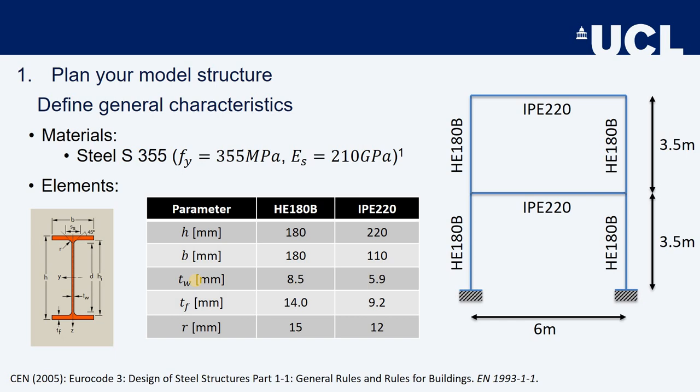In particular, for the first step, we need to plan ahead to know all the information about the structure, so we have a structure that will be built in a better order. In particular, I'm going to start with an S355 steel that has an Fy of 355 megapascals and a Young's modulus of 210 gigapascals. My elements have the dimensions shown here on the screen, and these are the dimensions of my building in general.